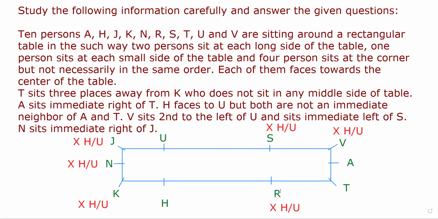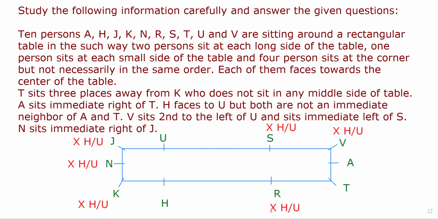Suppose the question is who sits in the middle of J and S. Then the right answer will be U. Got it? Now, who is the immediate neighbor of H? The immediate neighbor of H is either K or R. Maybe the options are R comma K, S comma U, R comma T, etc. So the answer will be K comma R.